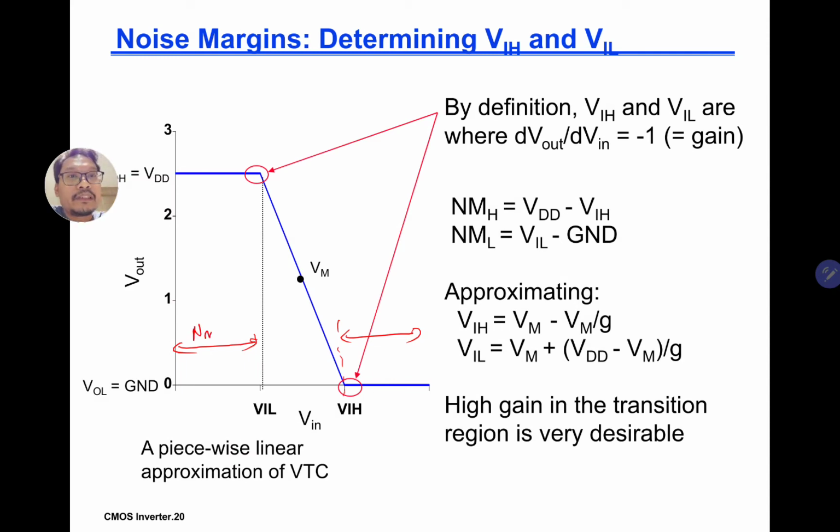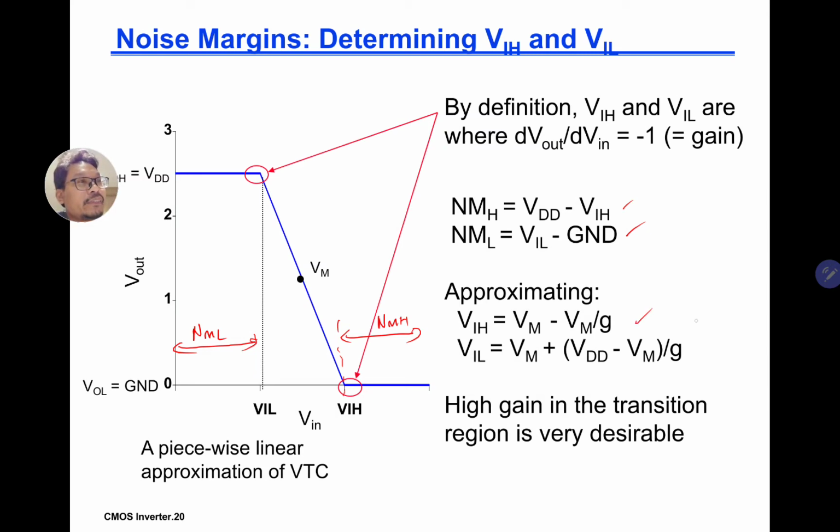Okay, so here is noise margin low and noise margin high, and it's given by this equation. Noise margin low is between VIL and ground, and noise margin high is between VDD and VIH. If you move your VM towards the right or towards the left, then one noise margin will shrink and the other will increase, and it's not good. You don't have the same balance.